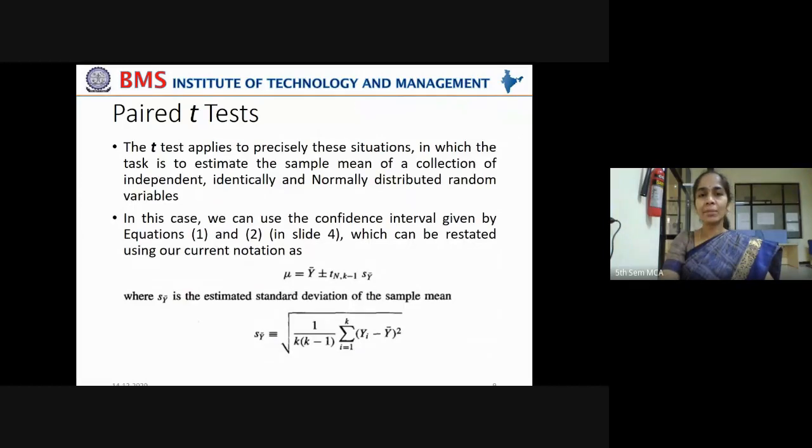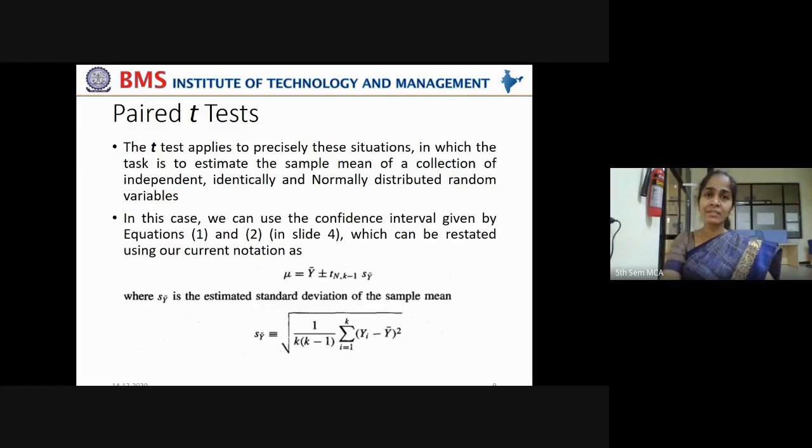Now, the t-test applies to precisely these situations. This t-test will be useful when the mean, the estimated value of the distribution, is known, but the standard deviation is not known. In that case, you go for paired t-tests. Important question they'll ask you in interviews: if the mean of the sample is given, and the standard deviation is not given, which test do you prefer? Immediately you should be able to say it is a paired t-test, right?